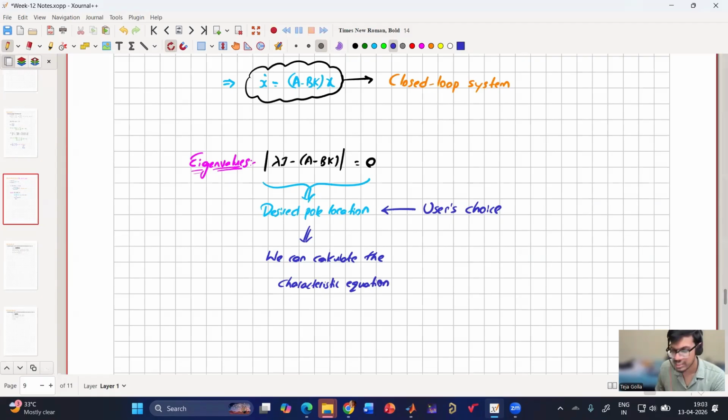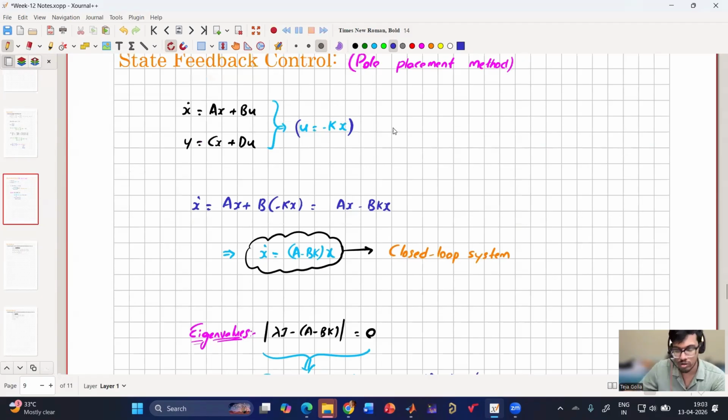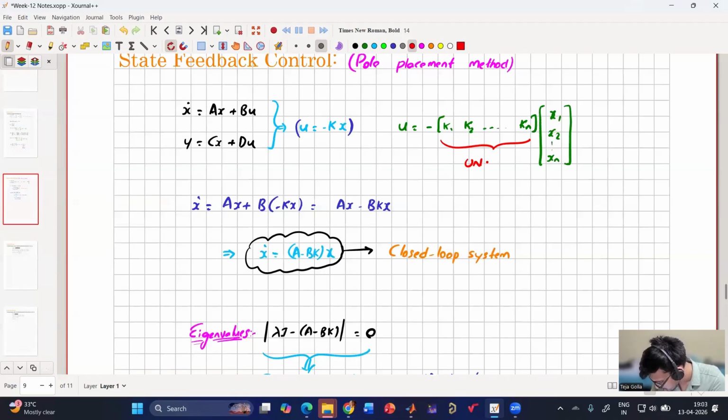And then we have to match it accordingly, or we have to choose these gains, u equal to minus Kx, right? So if I write u is equal to minus K1, K2 up to so on Kn into x1, x2 up to so on xn, these are the unknowns. Now we are trying to calculate these unknowns.